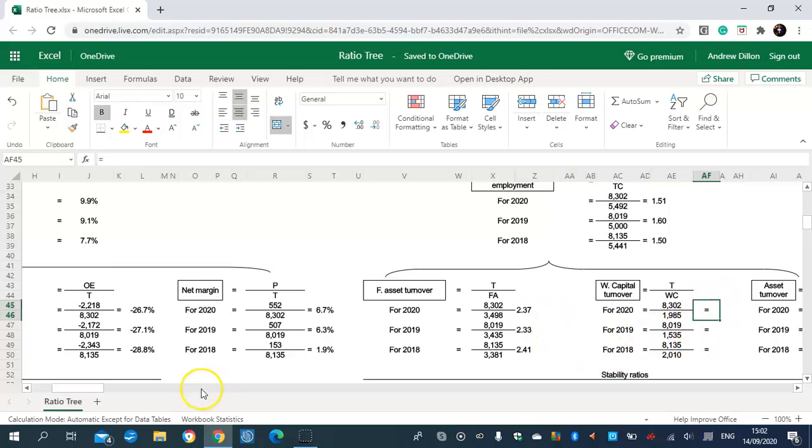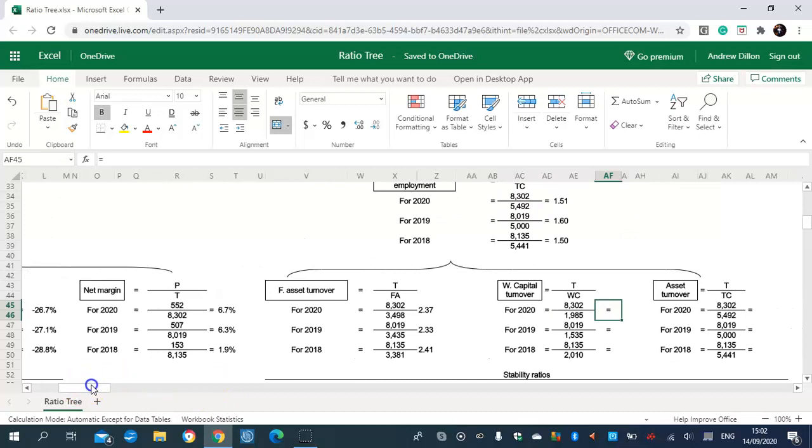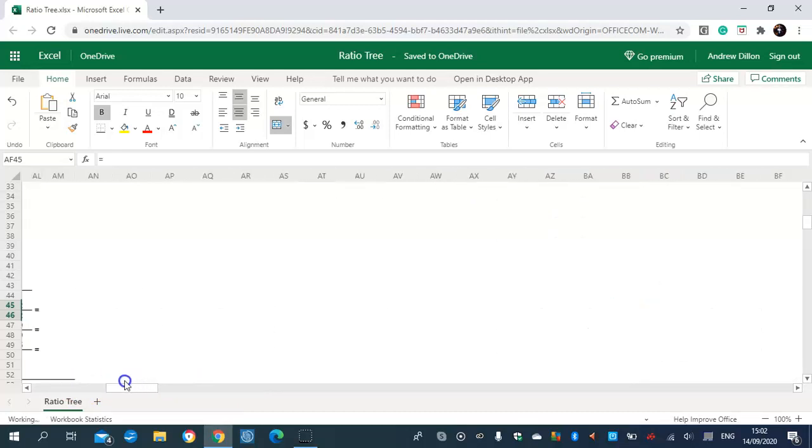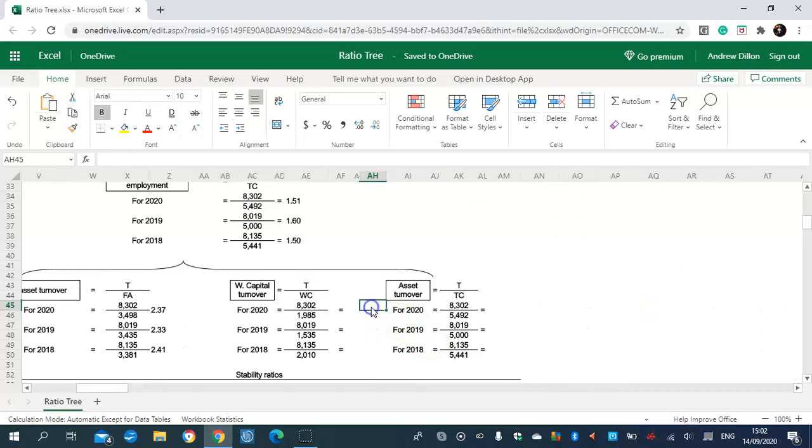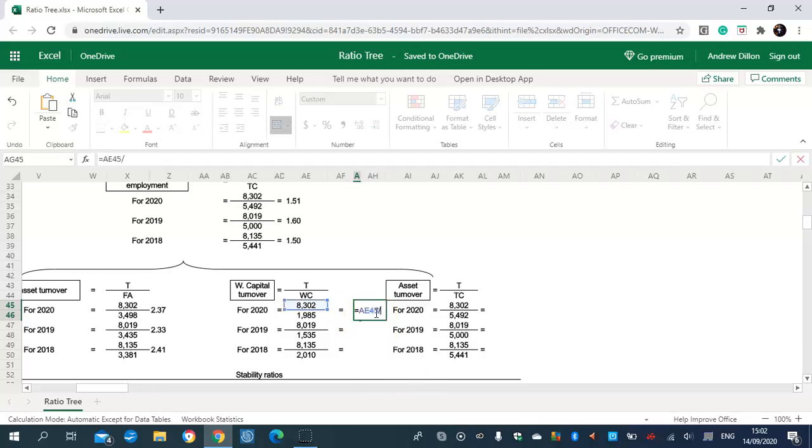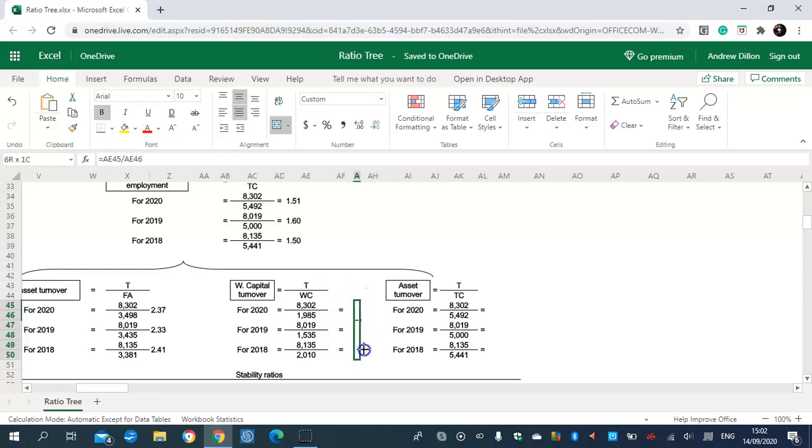The working capital turnover is going to be the next one. Okay, now assets turnover.